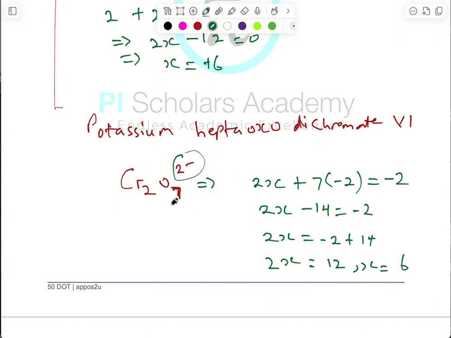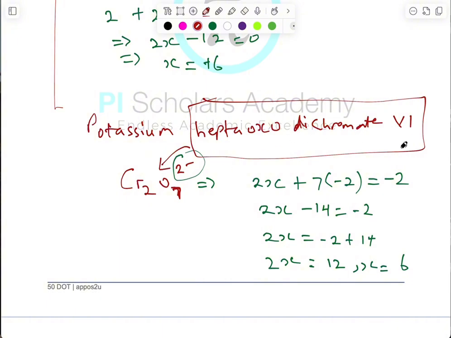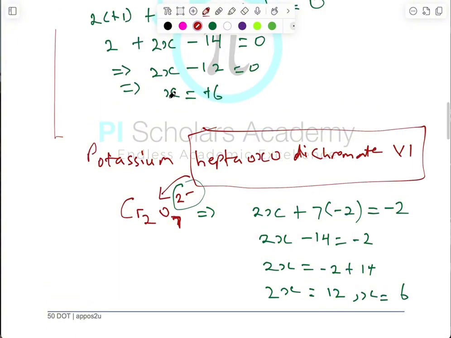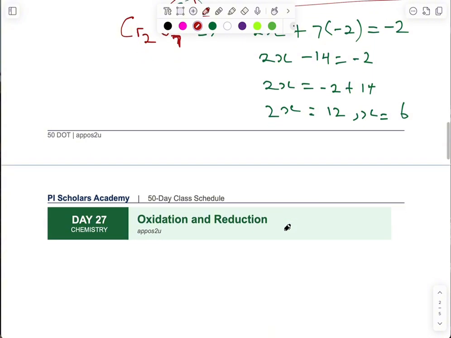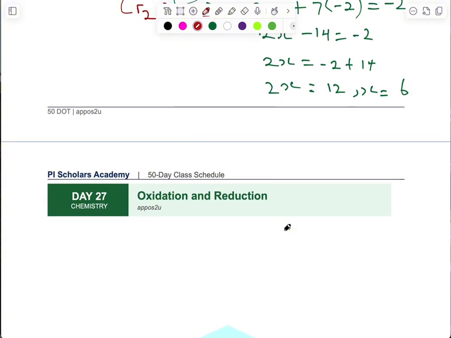So you can see that this is actually still 6. So therefore, the name of this one is just this: heptaoxodichromate 6. But when you bond it with a cation like potassium, you have potassium heptaoxodichromate 6. And that's how you use the concept of oxidation state to name compounds like that.